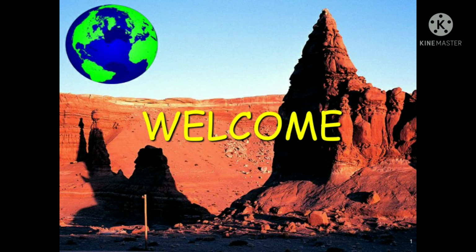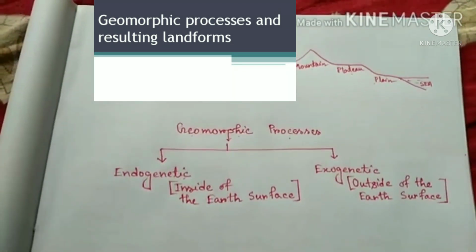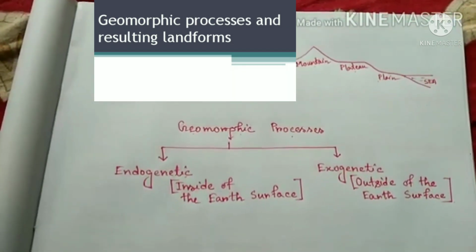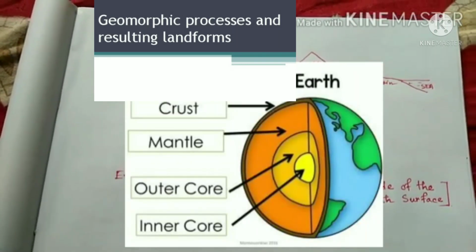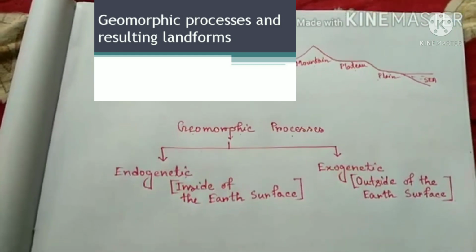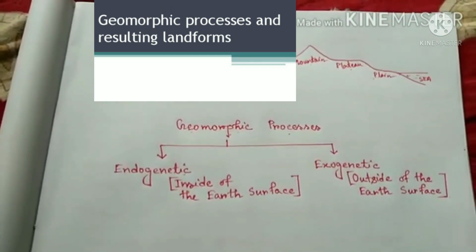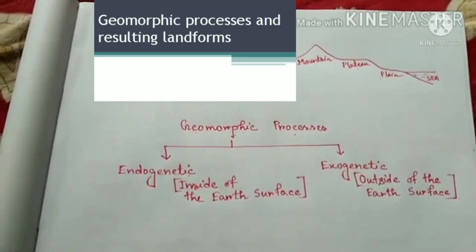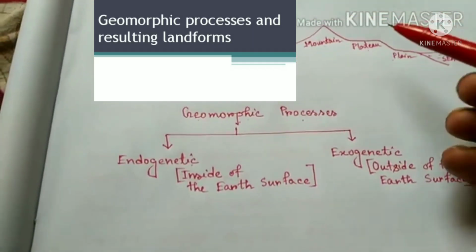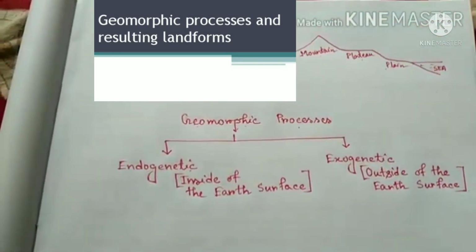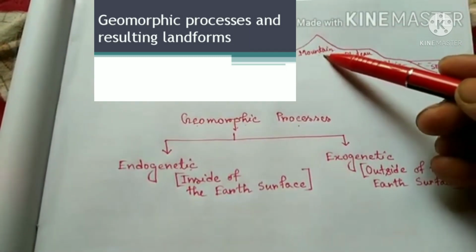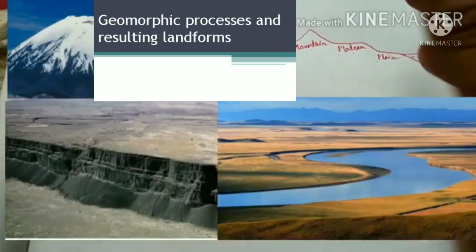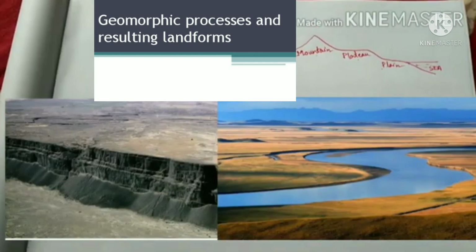Welcome students. Today we are going to learn about the exogenous processes and the associated landforms. If I ask a simple question, can we see the inside of the earth surface? Of course the answer is no. So what do we generally notice? We generally notice the outside of the earth surface. The outside of the earth surface consists of different types of landforms, like mountains, plateaus, plains and many other types of landforms.